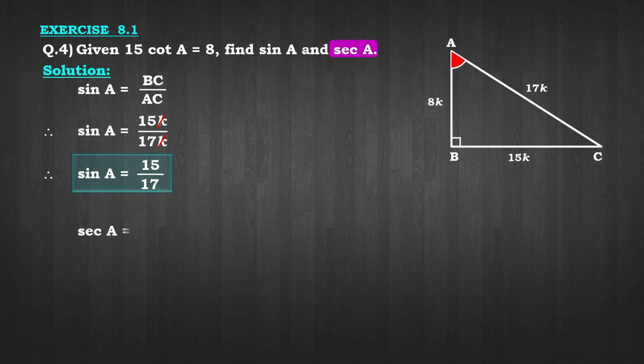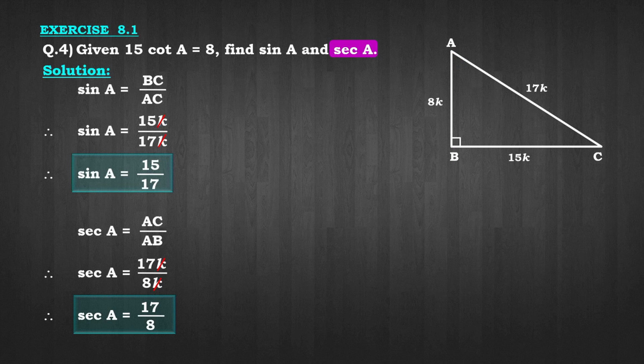Now, let us find secant A. Secant A is defined as the ratio of the hypotenuse to the adjacent side. For angle A, the adjacent side is AB and the hypotenuse is AC. So, secant A is equal to the length of AC divided by the length of AB. Substituting the values, secant A becomes 17K divided by 8K. After cancelling K, we get secant A equal to 17 by 8. Therefore, the required values are sine A equal to 15 by 17 and secant A equal to 17 by 8.